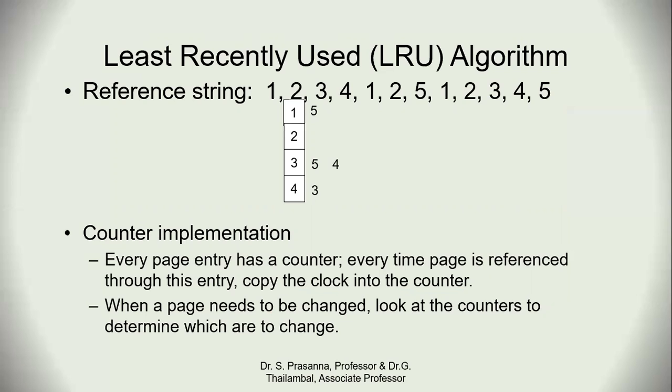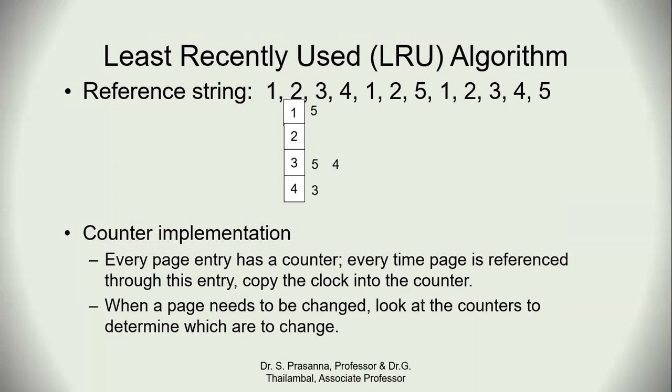And the reference string is 1, 2, 3, 4, 1, 2, 5, 1, 2, 3, 4, 5, and 4 frames are used. So totally you have 8 page faults. So what is least recently used? Whichever page was used least recently will be taken as a victim for the next replacement.